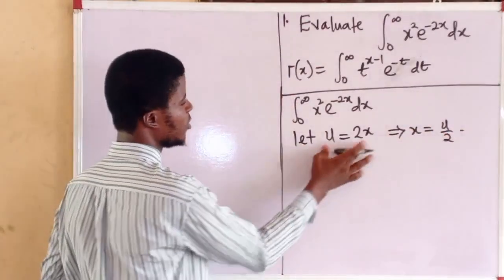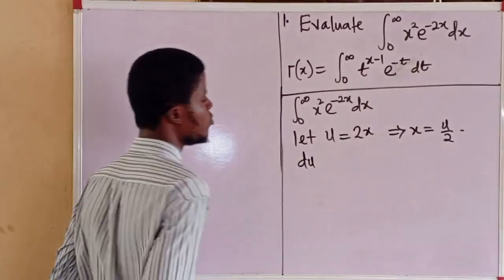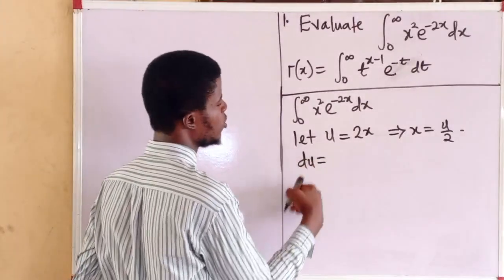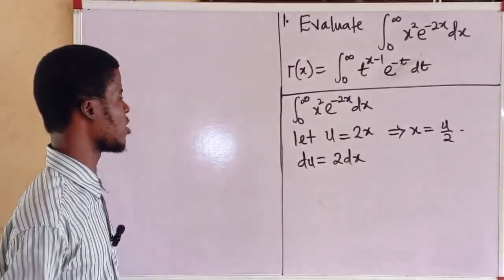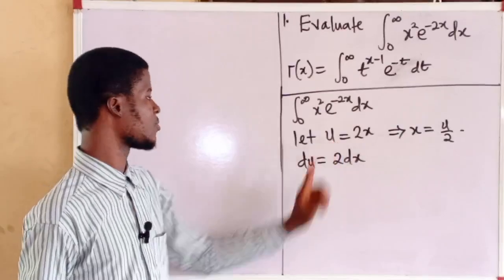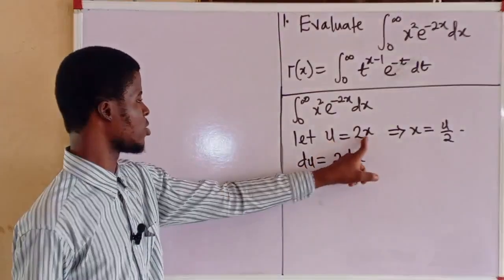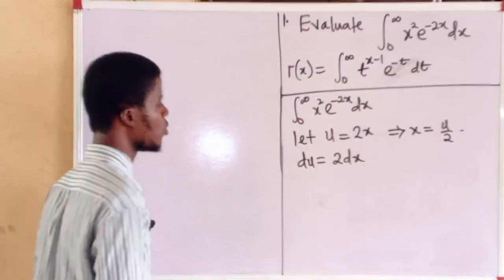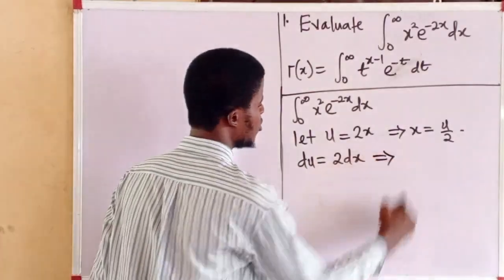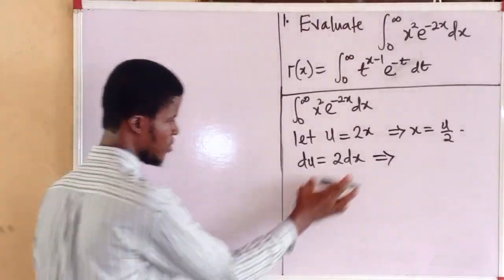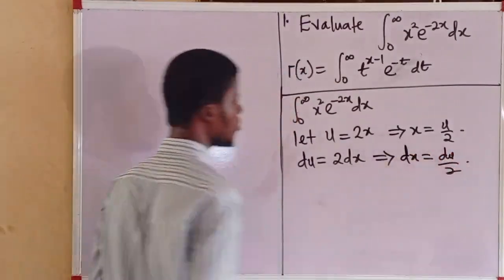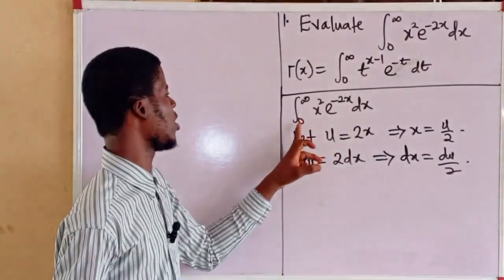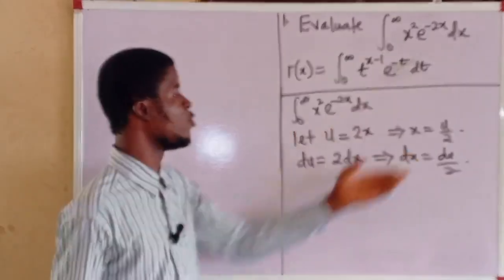From here, if I differentiate u with respect to x, that's du, I will obtain du equal to what? 2 dx. Differentiate u with respect to x, this is what we have from here. Differentiate this du, and this is what? 2 dx. So, if I make dx the subject of the formula from here, dx is equal to du all over 2.